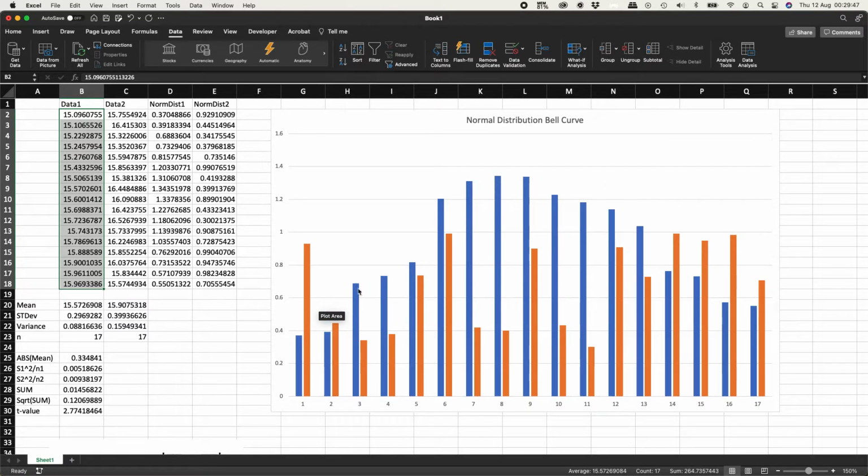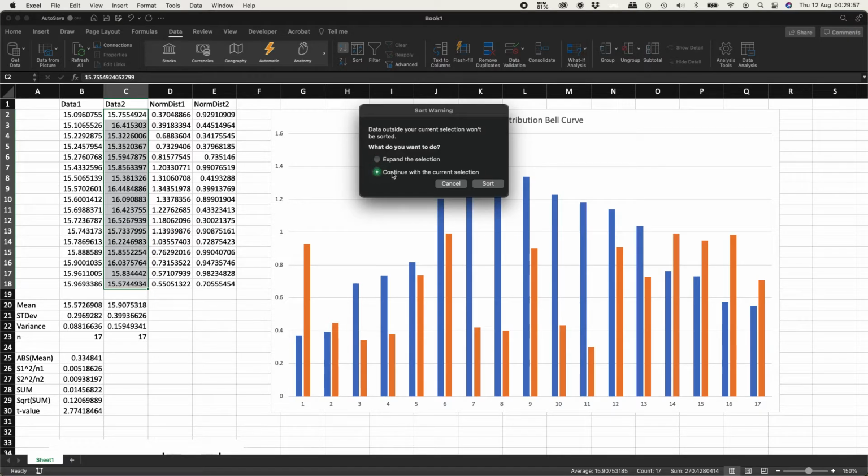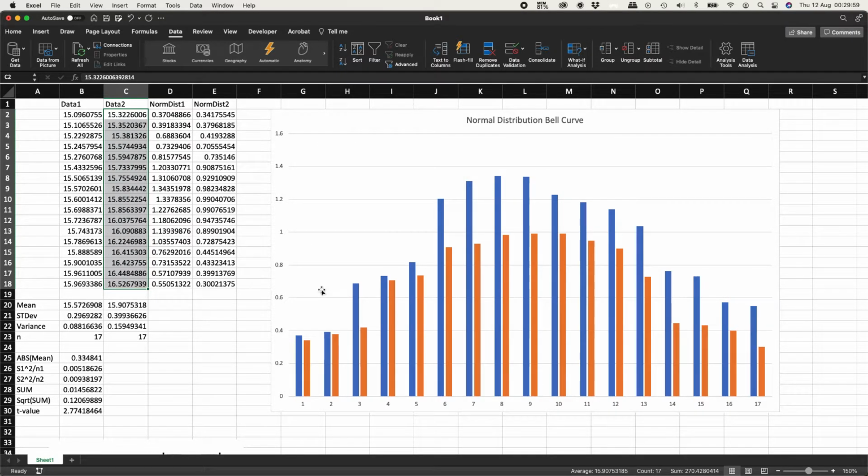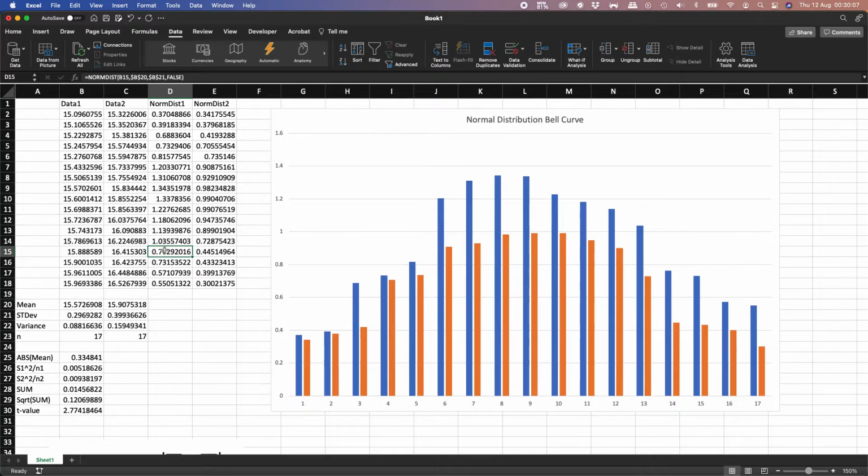We click sort, and as you can see, the blue bars look a little bit more like a bell curve. Then we do the same thing for data 2. Again, we repeat the process, continue with the current selection, we sort, and now we see the two bell curves. They look quite nice, and now it's very clear that they're a little bit different.